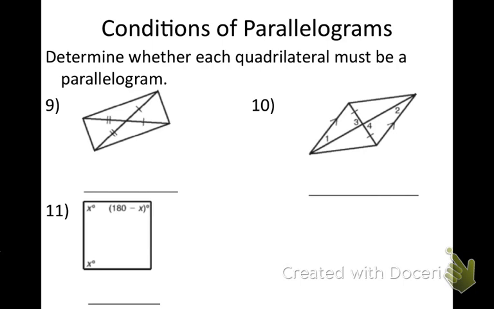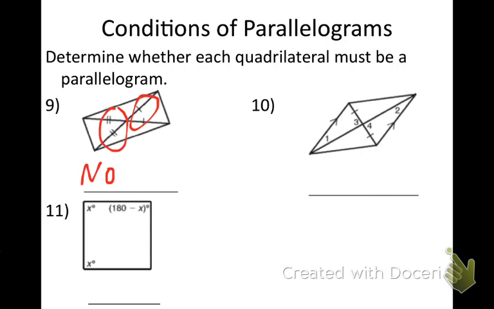Okay. Number 9, Johnny, what are you thinking? I'm thinking no, because you can't tell which side. Like, you don't know. Good work, sir. Number 9 is no, it is not. This does not necessarily mean bisect. Although these sides are congruent and these sides are congruent, that does not mean it bisects.